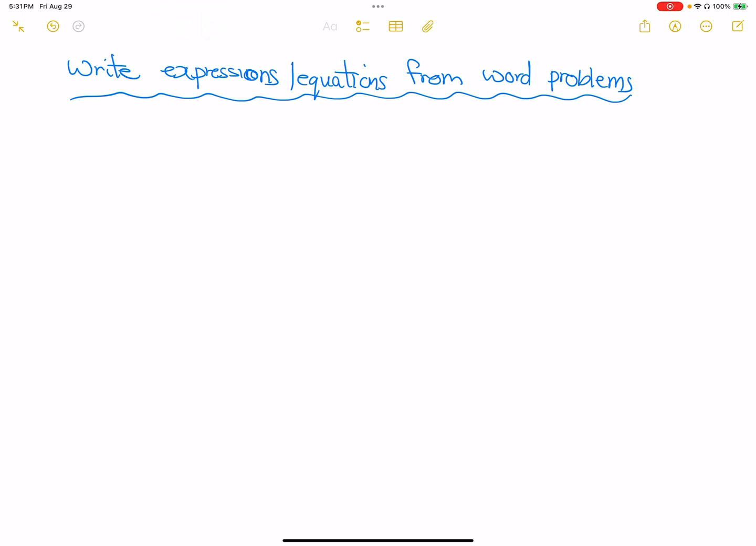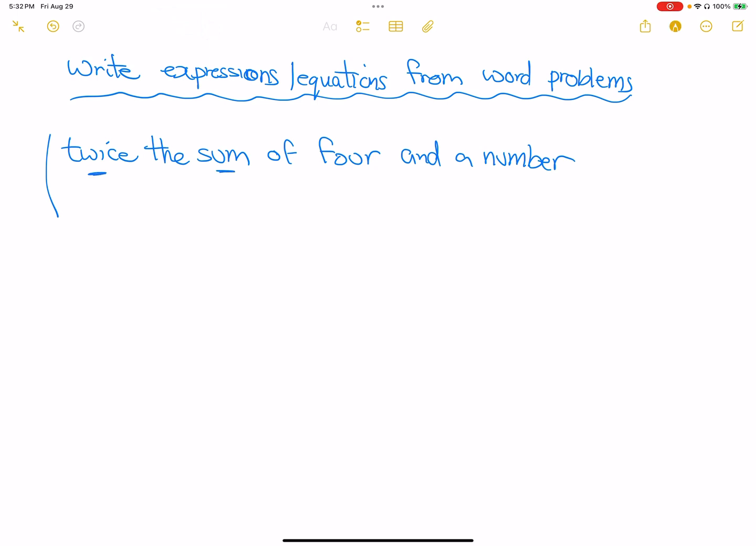I say to you twice the sum of 4 and a number. And we want to write an expression from that. Twice the sum, so twice, 2 times the sum of 4 and a number.